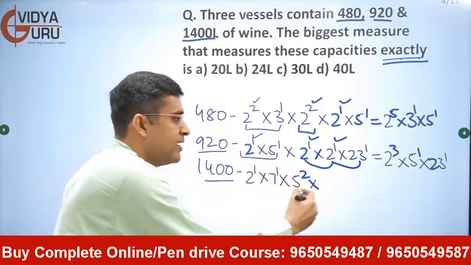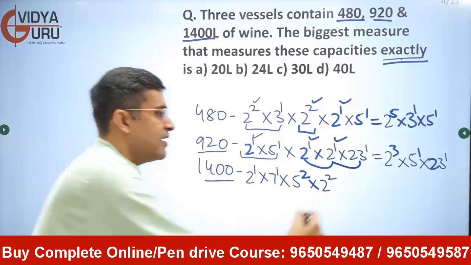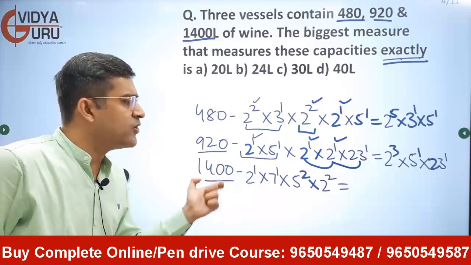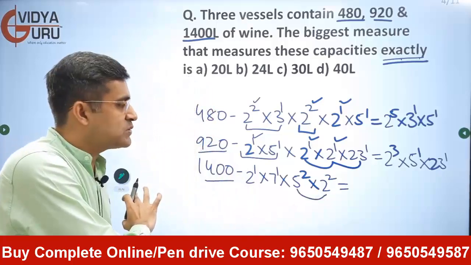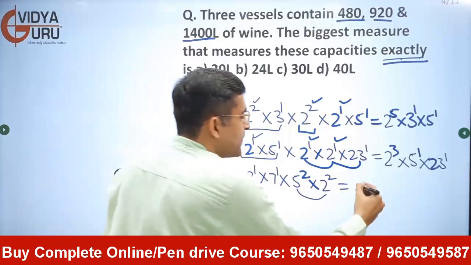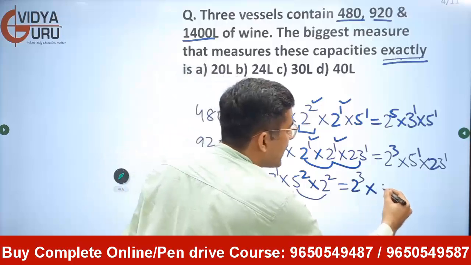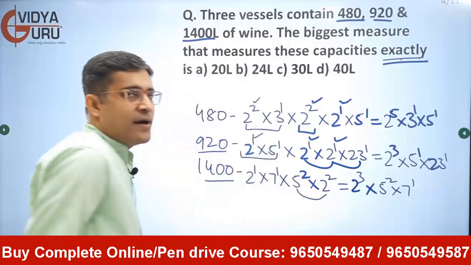25 fours are 100. Again, 4 is written as 2 square. Now let's aggregate the powers. 2 7s are 14. 14 into 100. 100 has been written like this: 5 square into 2 square. So what does it become? 2 cube into 5 square into 7 raised to power 1.